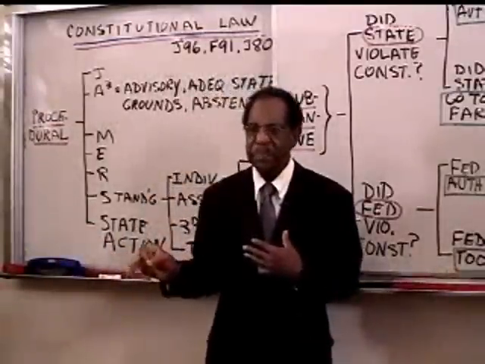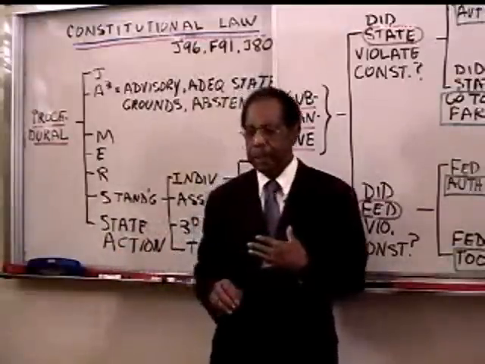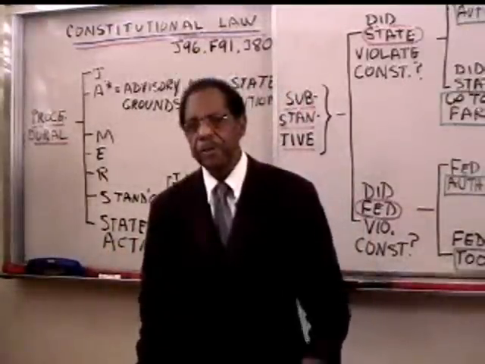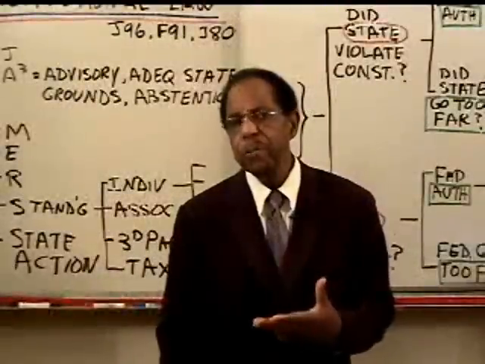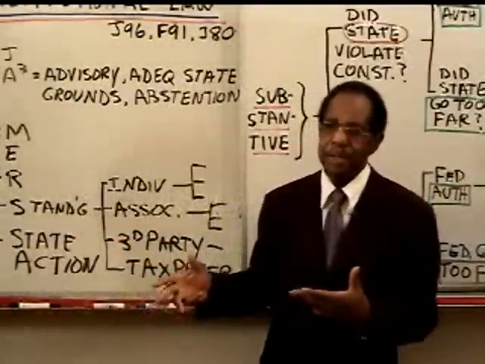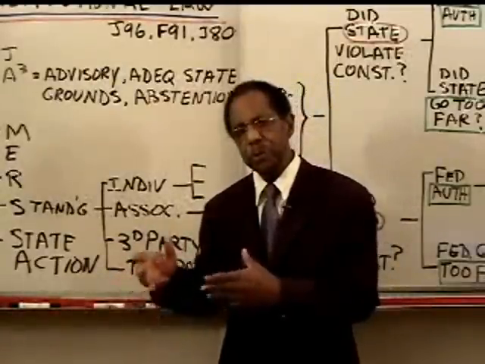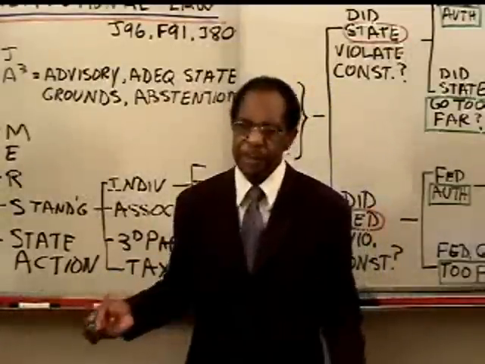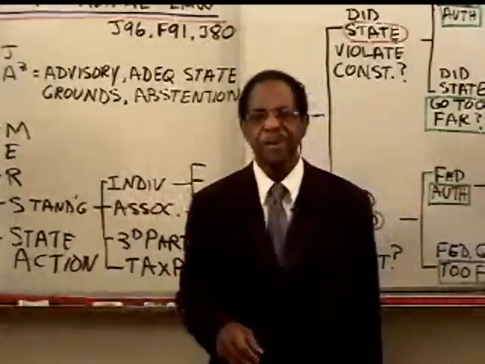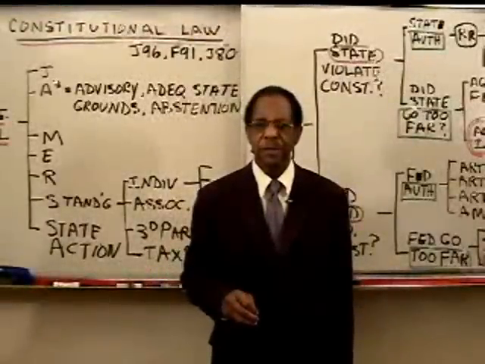A second requirement for third-party standing is that it is unlikely, or impossible, for that person to assert their own constitutional rights. In the case of the NAACP case, the individuals who were members in Alabama, if they asserted their own right to freedom of association, it would disclose their membership. And so they couldn't very well assert their own constitutional rights.